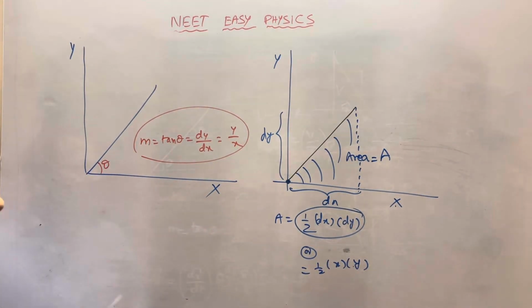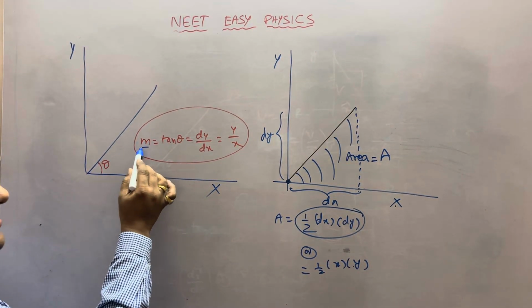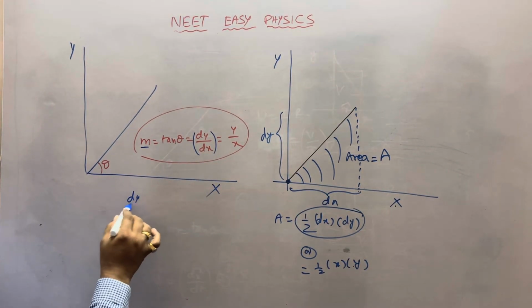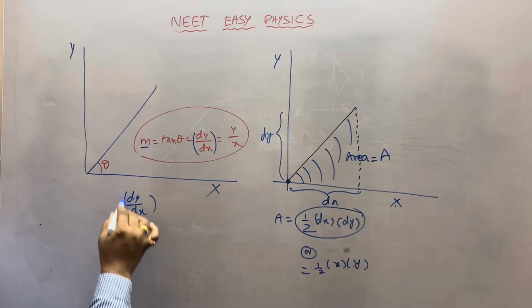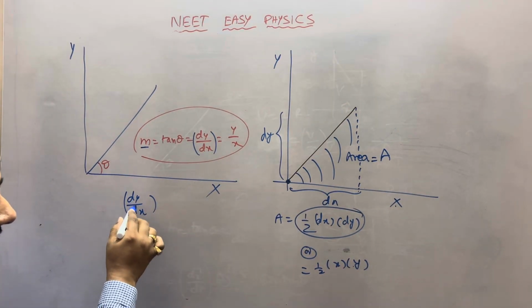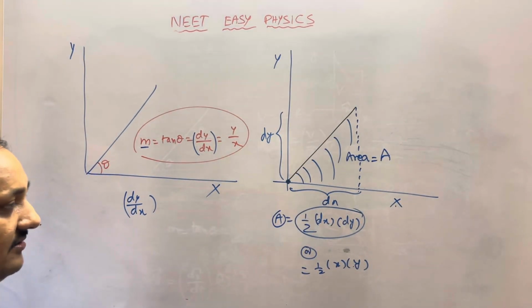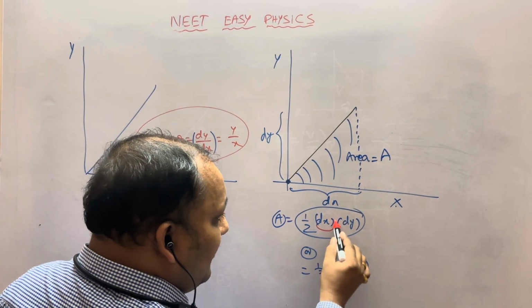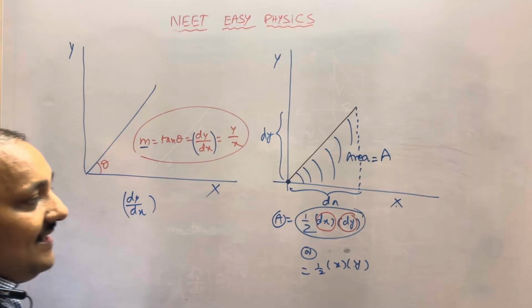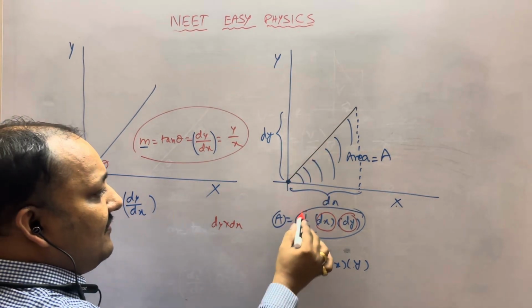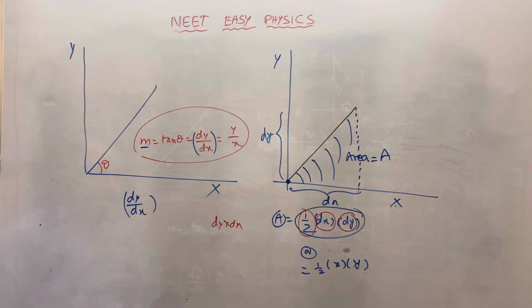So you can observe one thing. Whenever you are calculating slope, you get dy by dx, the ratio of change in y-axis to change in x-axis. Whenever you are finding area, you get the product of dy and dx, dy into dx. If it is a triangle, you get a half here. Let us assume it is a straight line like this.